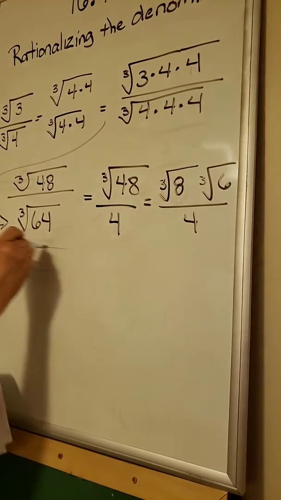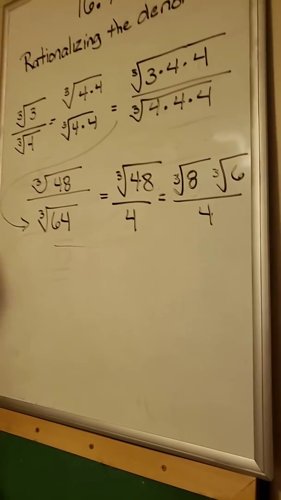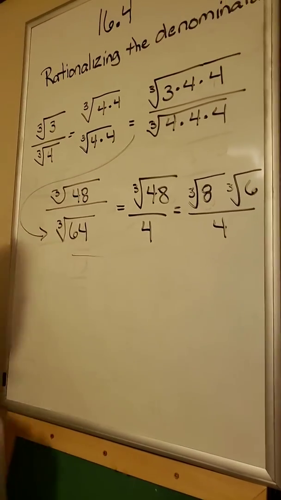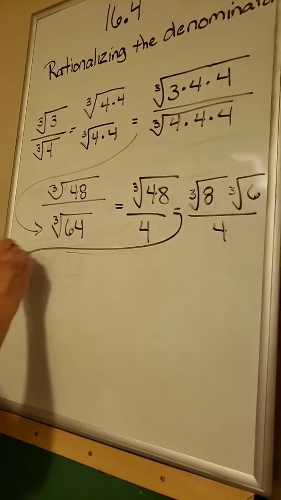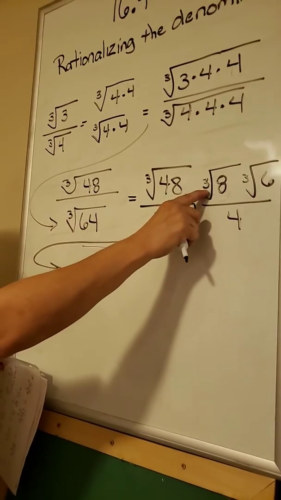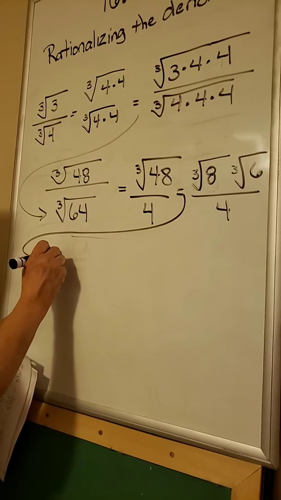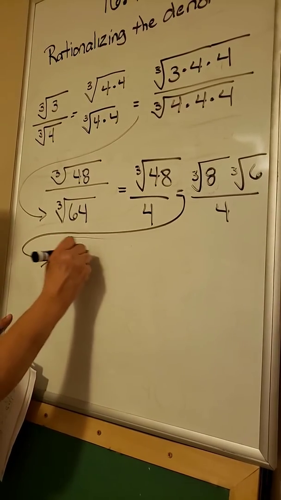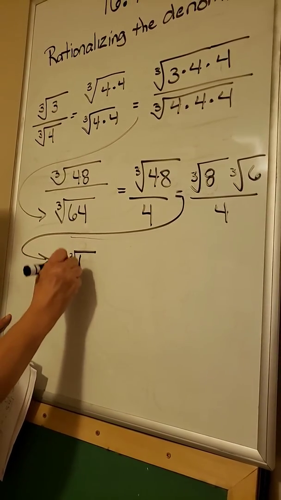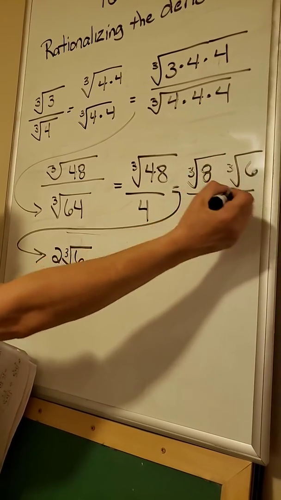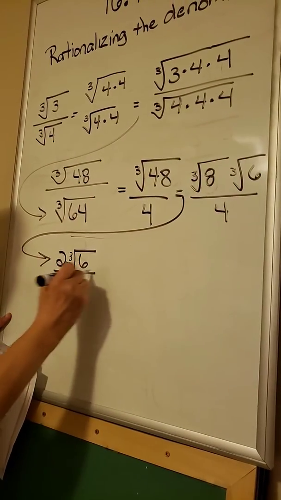Okay, so let's finish this up. My markers are dying too. So 8 cubed, when we take the cube root of that, it's going to be what? 2. And then we got our radical 3, 6, because we can't do anything to clean that up, over 4.